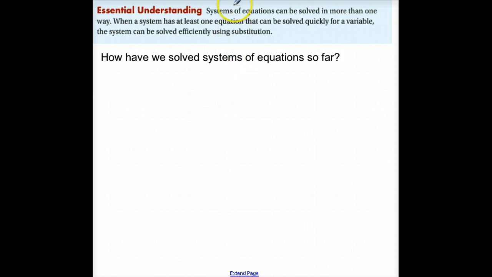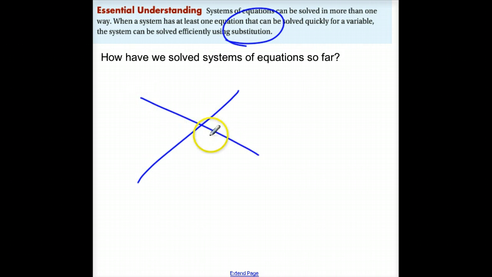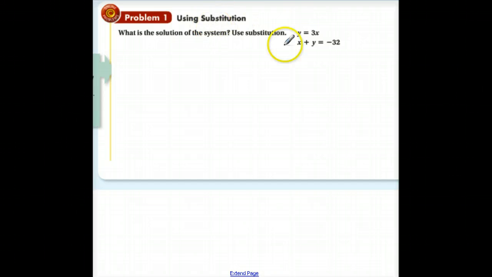solved efficiently using substitution. Basically, in our last lesson, 6-1, we learned that if we have a system of equations or two graphed lines, we can graph them and find the point of intersection or points of intersection to solve for the solution of the system and get that xy value. The second method we can use that we're learning today is called substitution.